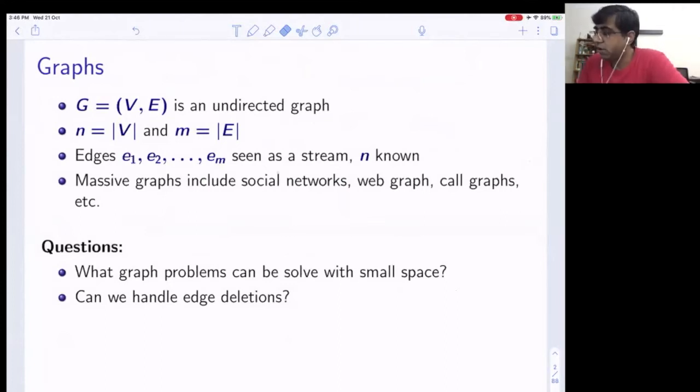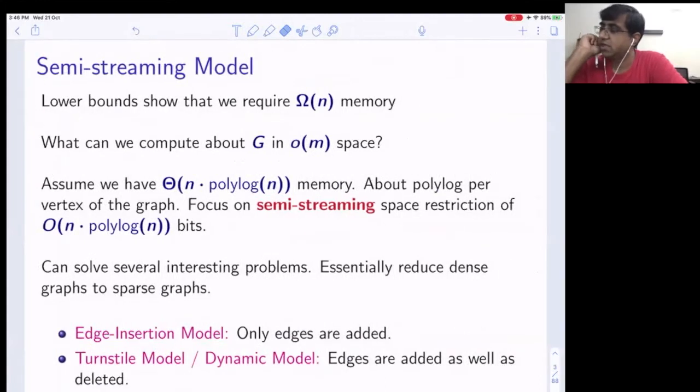Our questions were what kind of problems we could solve with small space, and can we handle edge deletions. Then we learned that most of these problems have a lower bound of omega n memory, and that led researchers to define what is called the semi-streaming model, where you restrict your space requirement to n polylog n. There are two kinds of model here. One is the edge insertion model, where only edges are added, and the other is the turnstile model, also called the dynamic model, where edges are added as well as deleted.